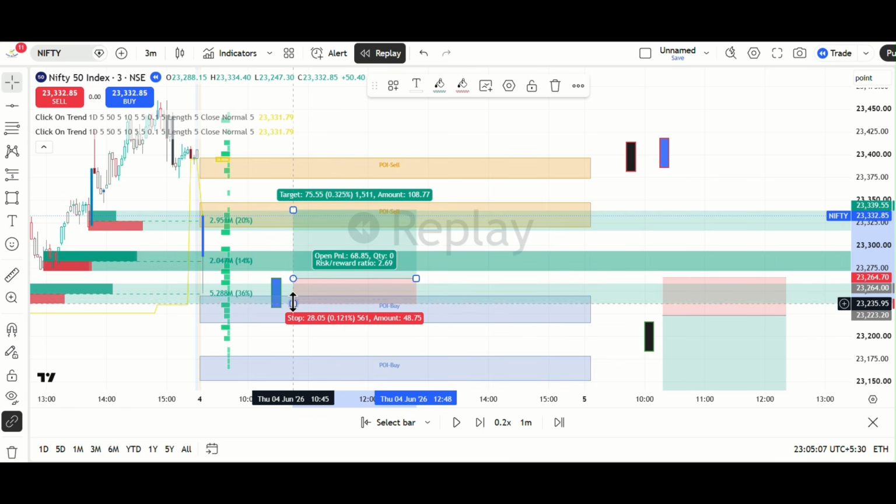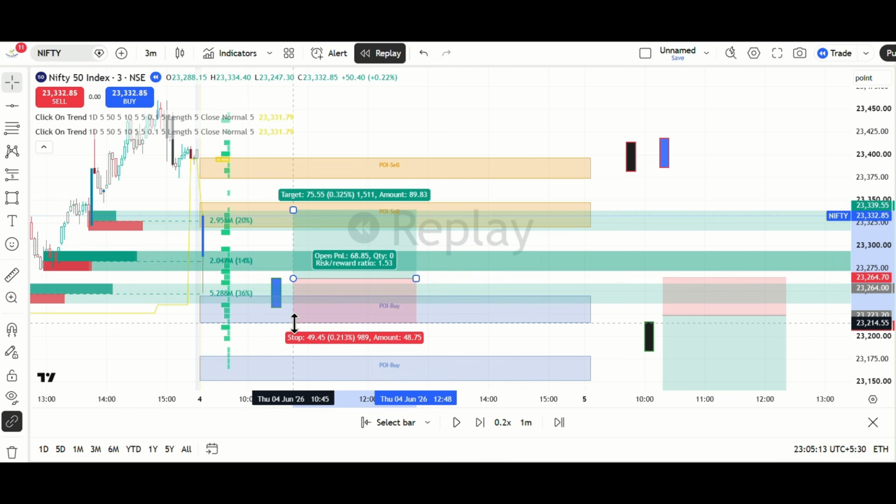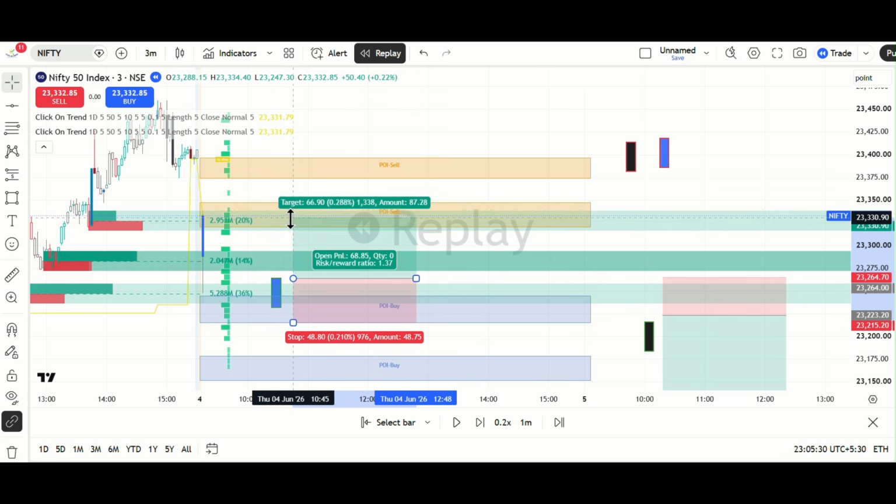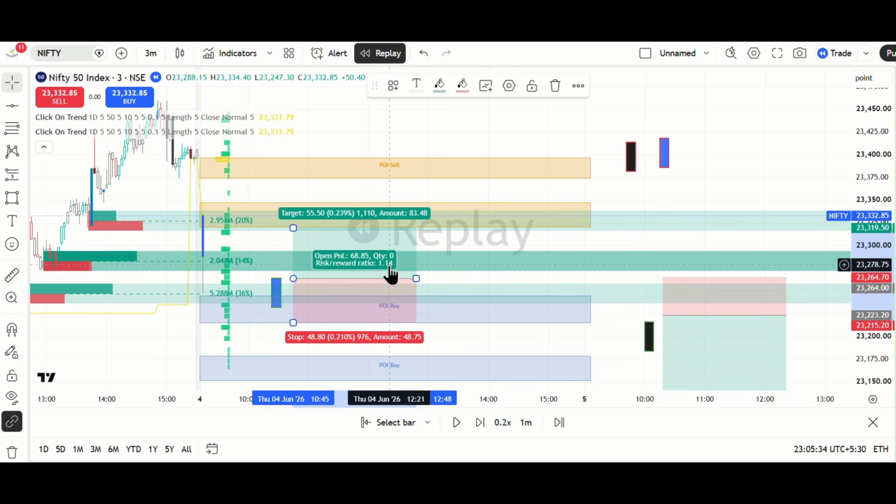Stop loss, you can place at the bottom of this candle. Second, you can place below the buying zone, or maybe some swing lows are here. You can plan to move it till that swing low. So you can choose either of these as a stop loss, and then with at least a 1:1 or 1:2 risk reward ratio. So here you can find it's a 1:1 risk reward ratio.